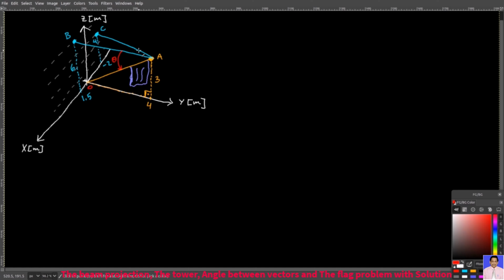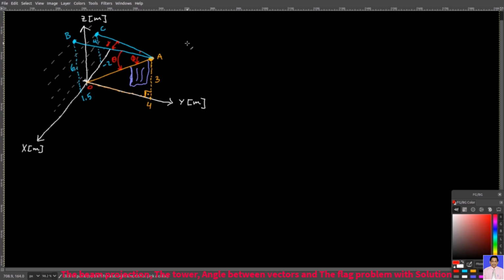Then what's the angle from this cable that goes from A till C until this rod? Let's call this angle phi. And then what's the angle between these two cables? Let's call it gamma. So try to find these three angles using the concepts that you have learned so far. Try doing it by yourself first, and then I'll show you the solutions in the next video.